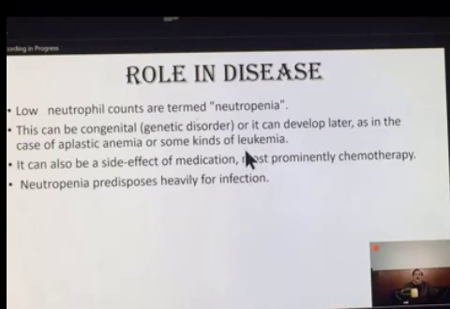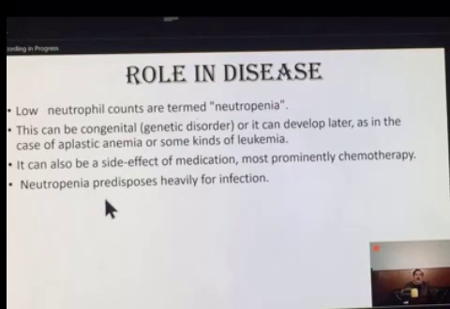In this way, they prevent the bone marrow from producing WBCs and red blood cells. It can also be a side effect of medication, most prominently chemotherapy. Medicines like chloromycetin, phenylbutazone, indomethacin, sulfonamides, and many other drugs are toxic to the bone marrow and cause aplastic anemia.